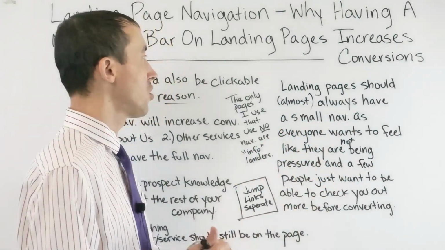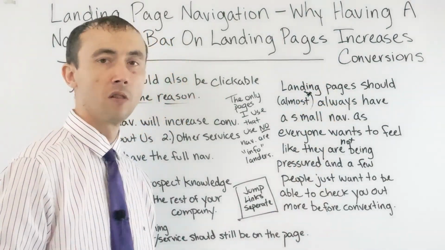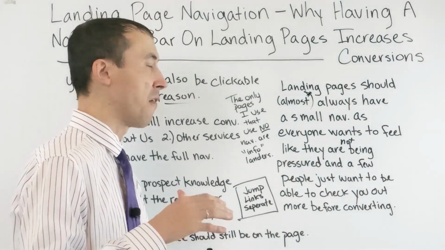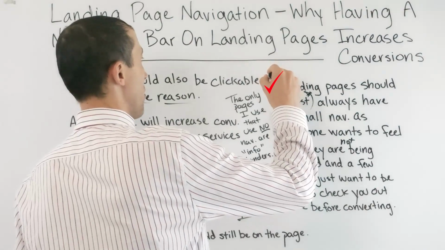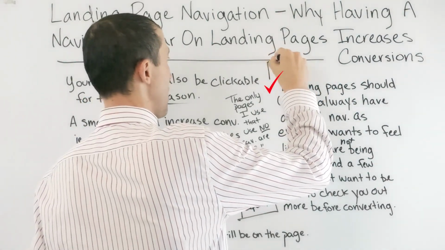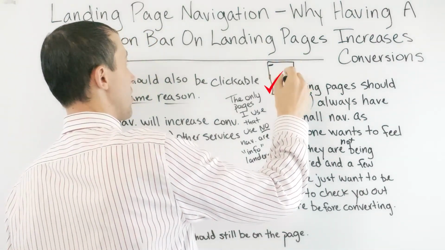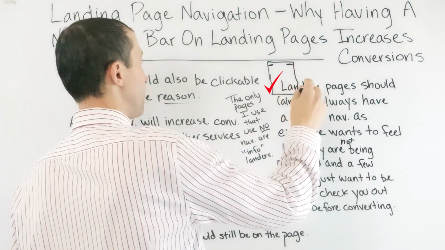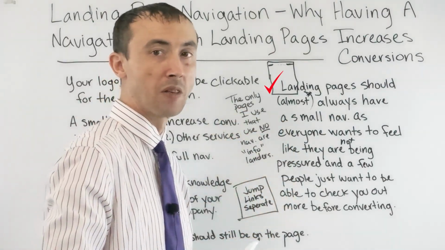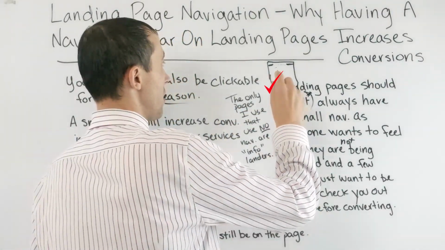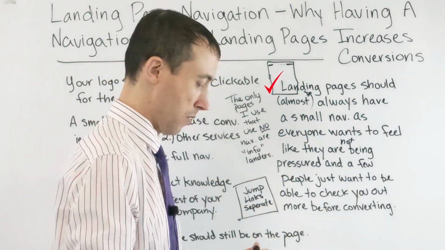Now, landing pages should almost, key thing being here, almost always have a small navigation bar. If we were to demonstrate this, I know I don't have much room on the board here, but if this right here is your landing page, right? You have your logo up here in the top left, your phone number up top right. Your navigation should be right here in the middle, like it normally would be on a website at the top part of the screen, but it should just be a couple links. A mini nav is what I call it, okay?